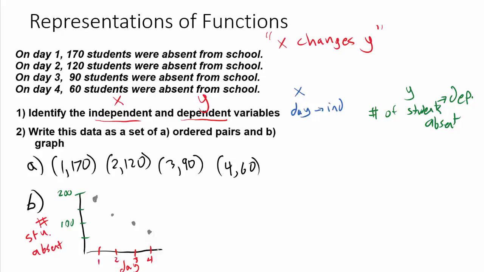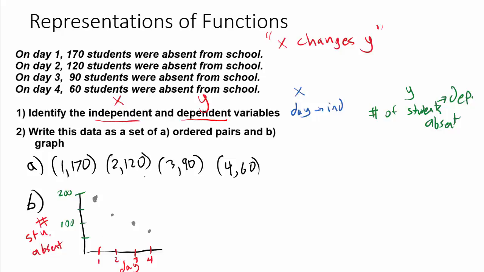We're not going to connect the dots here. We're not trying to create a graph or a line like you might be with some graphs. We're just going to create dots for these ordered pairs. They haven't given us any kind of middle information, and it doesn't make a whole lot of sense to connect the dots. On day 1.5, we wouldn't really think of how many students would be absent on day 1.5. So we'll just have dots for this.